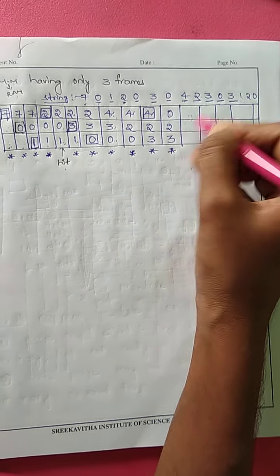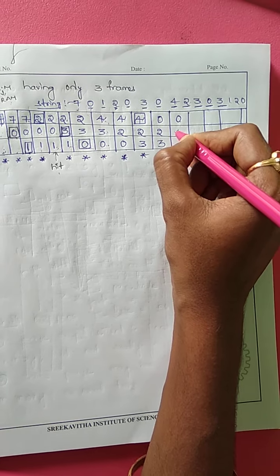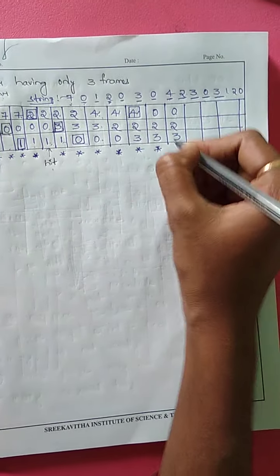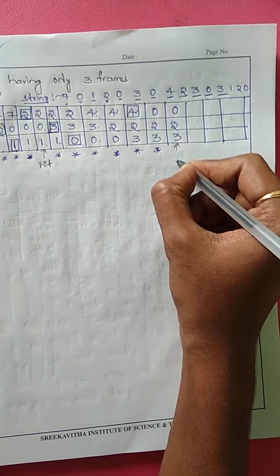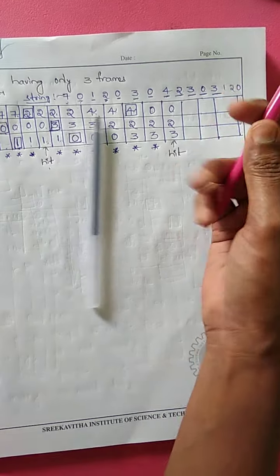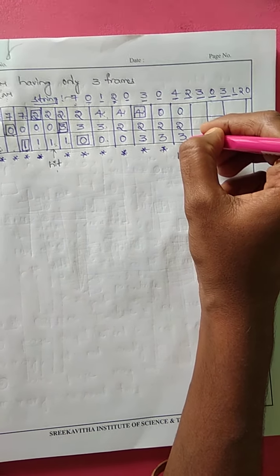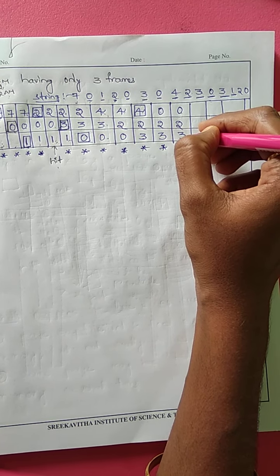So, what's the next one? 3. 0, 3 is already there, so you can write it the same as it is. 0, 2, 3. So, the demanded page is present in the main memory. We can call it a hit. Okay. So, what's the next one? 1. 1 is not there, so you can call it a page fault.